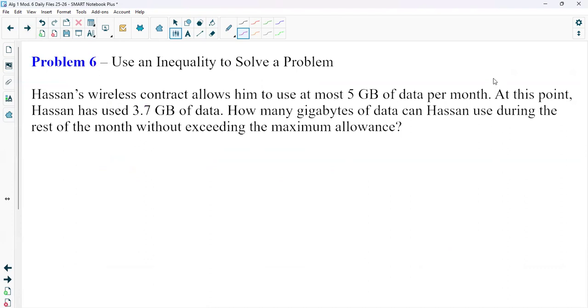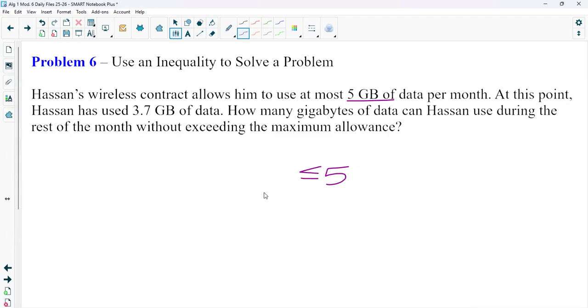Okay, now for a nice little word problem involving inequalities. Hassan's wireless contract allows him to use at most 5 gigabytes of data per month. At this point, Hassan has used 3.7 gigabytes of data. How many gigabytes of data can Hassan use during the rest of the month without exceeding the maximum allowance? Now, I like to start by thinking about what my max is. We should know that our maximum is going to be 5 gigs. So that means everything else has to be less than or equal to 5. We cannot go over 5.